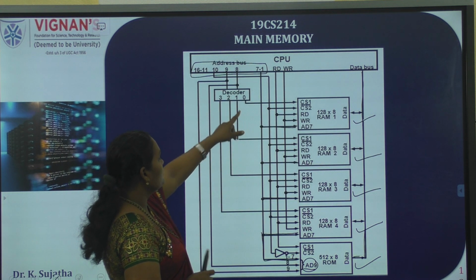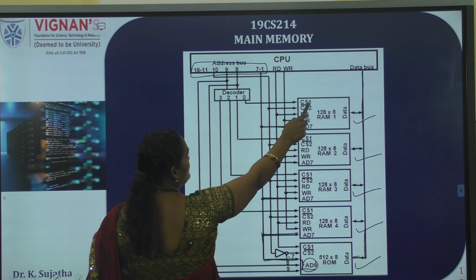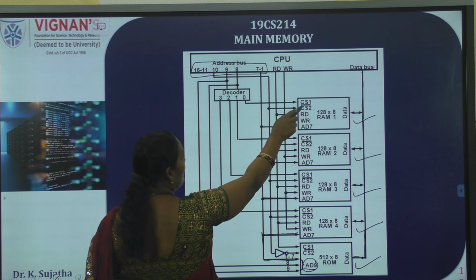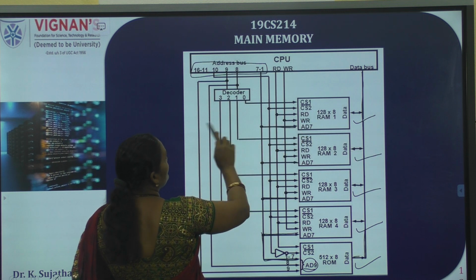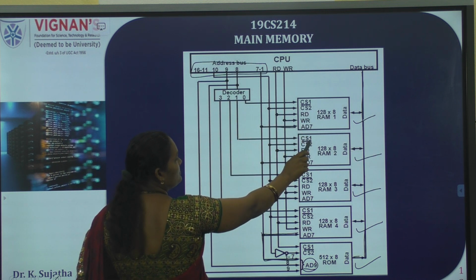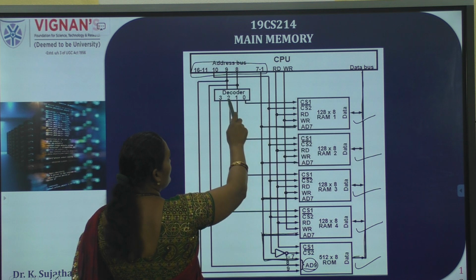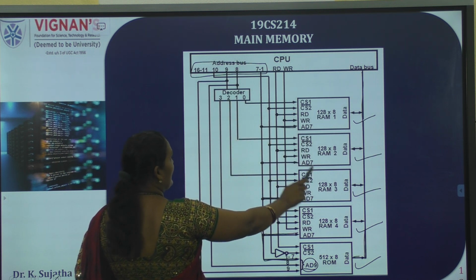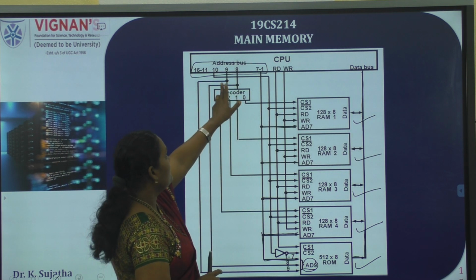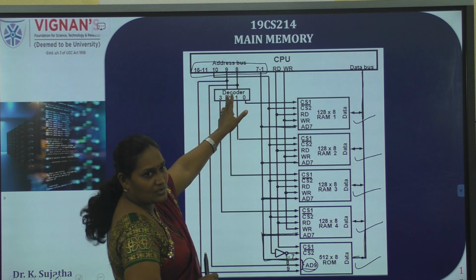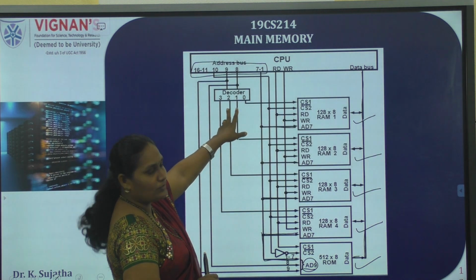That is 0. The 0 is connected to CS1 of RAM 1. And 1 is connected to CS1 of RAM 2. 2 is connected to CS1 of RAM 3. 3 is connected to CS1 of RAM 4. Now here we are passing the 8th and 9th bits of the address bus to the 2x4 decoder.